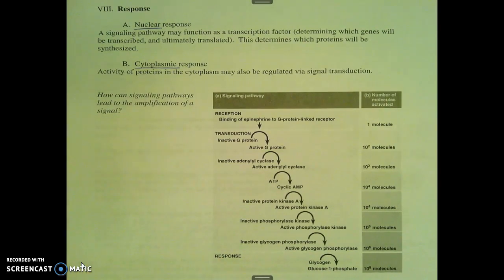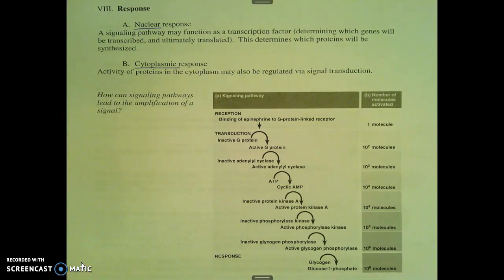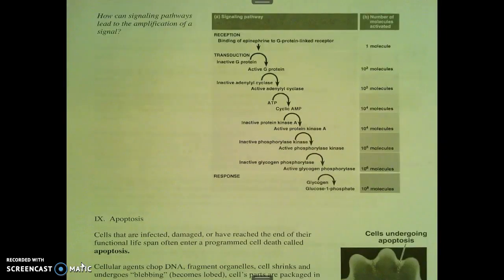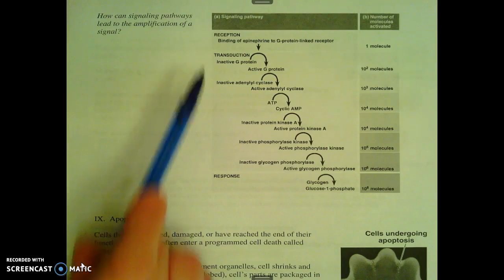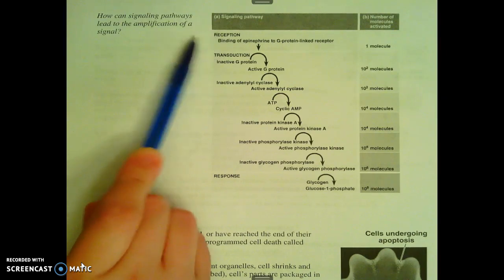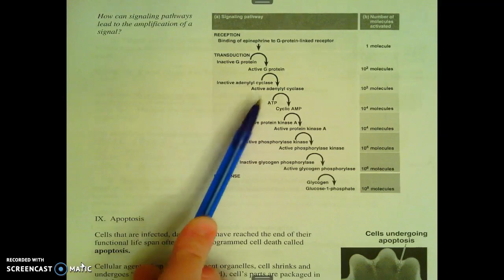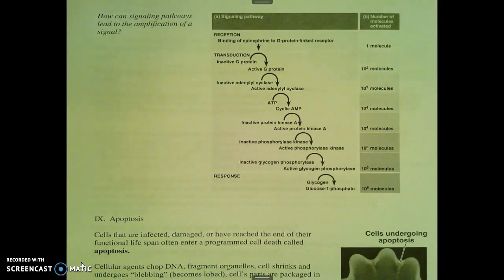Cytoplasmic response can be brought about when activities of the proteins in the cytoplasm are regulated via signal transduction. Here we bring back a familiar example, epinephrine. We see that epinephrine is going to bind using a G protein linked receptor. Following reception, here's transduction. And remember we said that these transduction pathways can result in amplification. And here we see how.